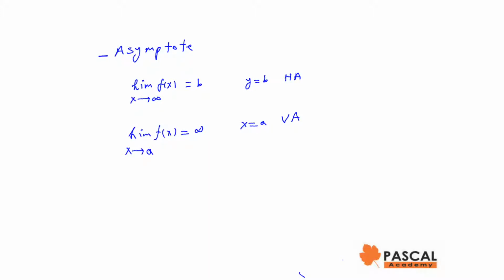This means the graph of the function is getting closer and closer to the vertical line x equals a when x is bigger or smaller than a.